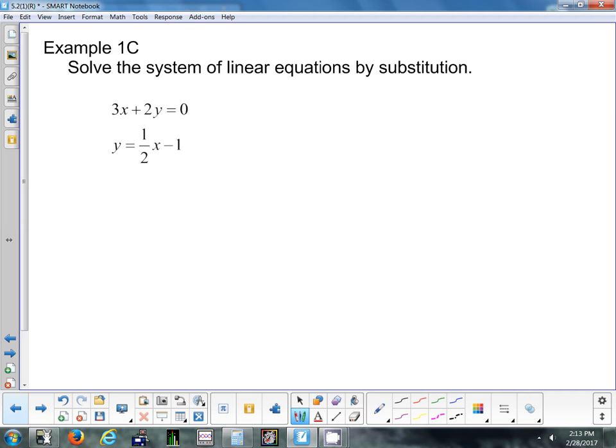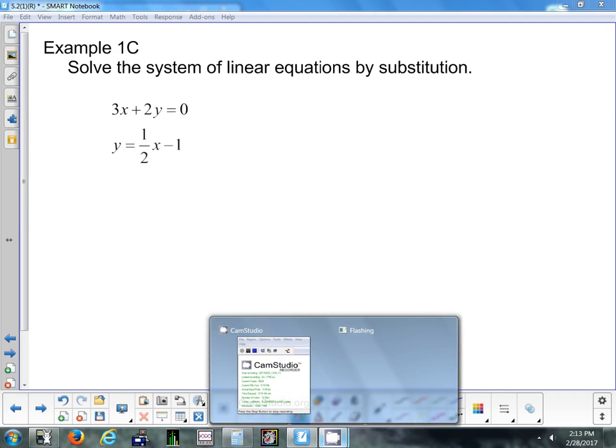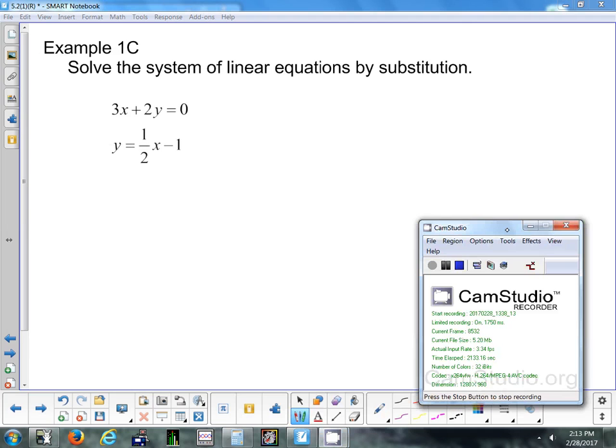So guys, for this one, you don't have to plug stuff in yet. All we want you to do is identify which variable is isolated, put parentheses around the information that has the isolated variable, and then match it up, put parentheses around the variable that you're going to substitute for.